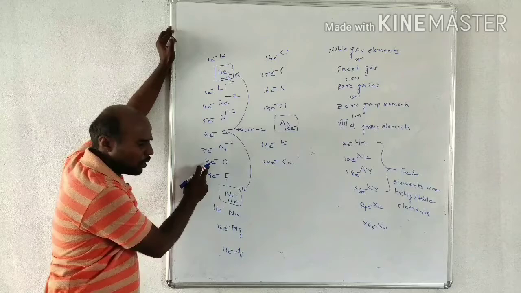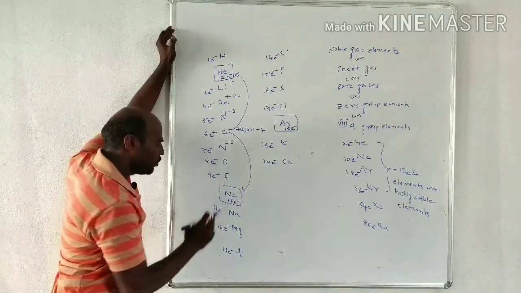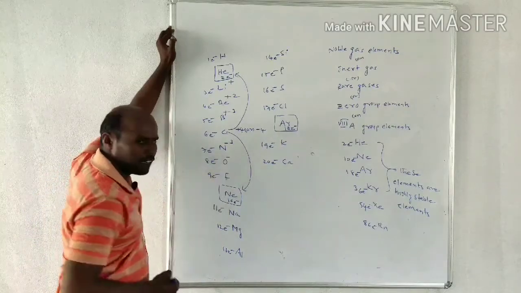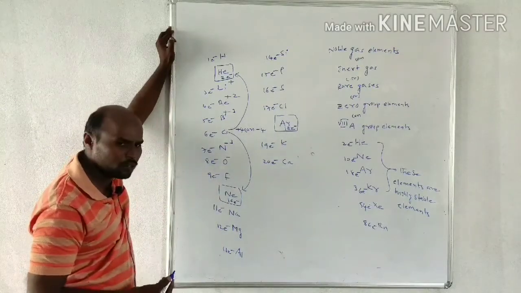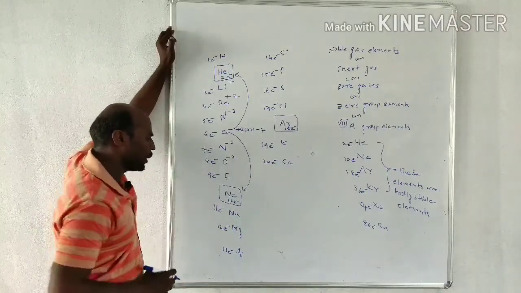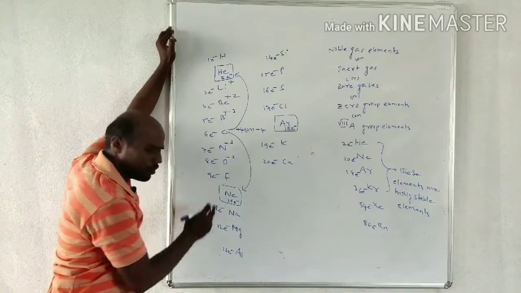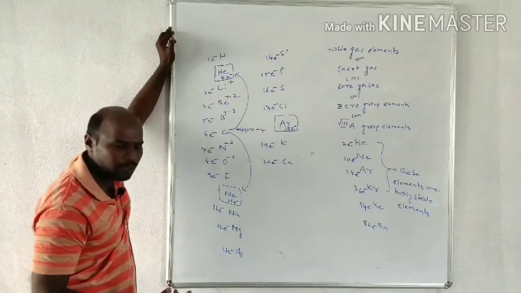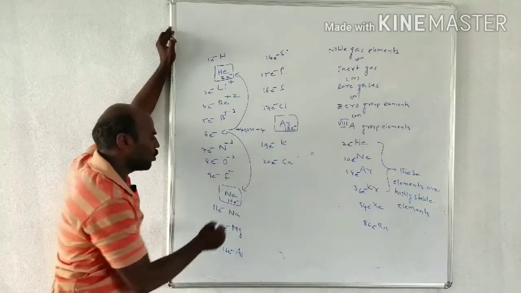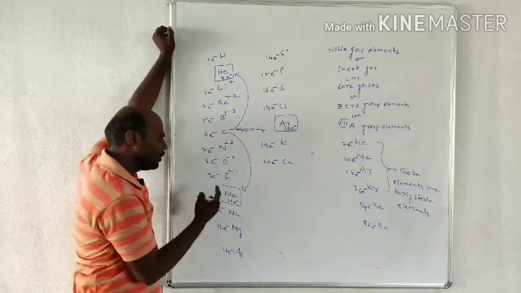How many electrons are present in oxygen? 8 electrons. 8 electrons are converted to 10 electrons. The minus sign indicates gain of electrons. How many electrons to gain? 2 electrons. Similarly for fluorine, 9 electrons are present. 9 electrons are converted to 10 electrons. How many electrons to gain? 1 electron. The minus sign indicates gain of electrons. So neon is stable.